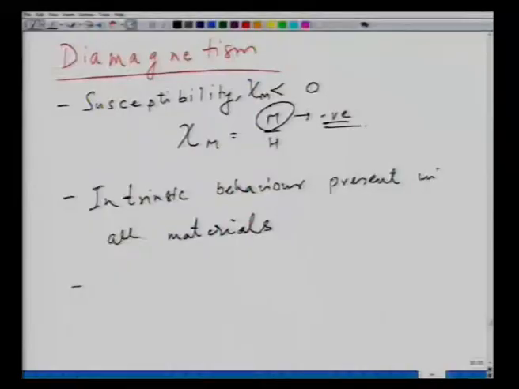Now, basically, diamagnetic materials are the materials which, in the absence of any field, don't have any magnetism. So, purely diamagnetic materials. So, you draw an atomistic picture. So, this is the atomistic picture.